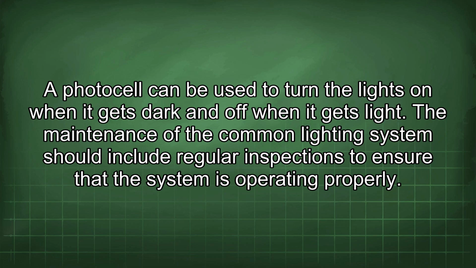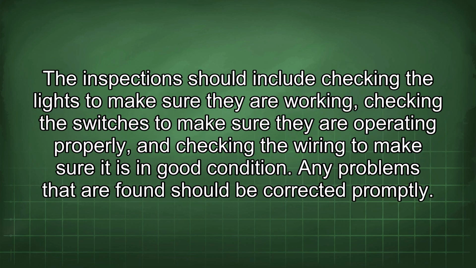The maintenance of the common lighting system should include regular inspections to ensure that the system is operating properly. The inspection should include checking the lights to make sure they are working, checking the switches to make sure they are operating properly, and checking the wiring to make sure it is in good condition. Any problems that are found should be corrected promptly.